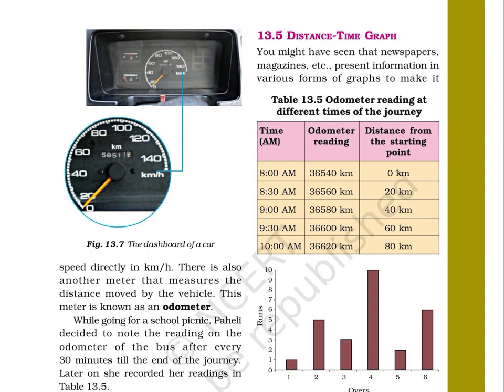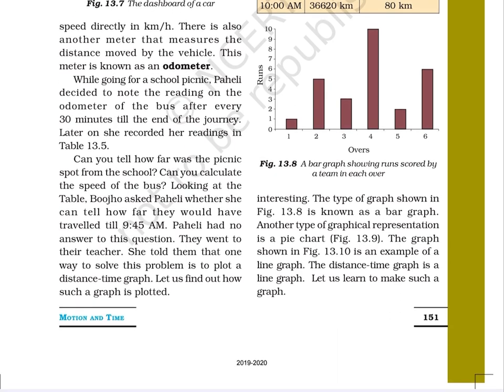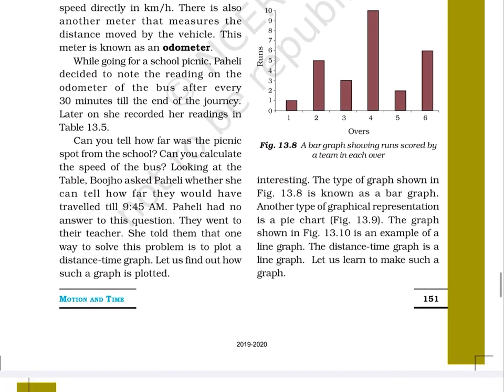While going for a school picnic, Paheli decided to note the reading on the odometer of the bus after every 30 minutes till the end of the journey. Later on, she recorded her readings in Table 13.5. Can you tell how far the picnic spot was from the school? Can you calculate the speed of the bus?